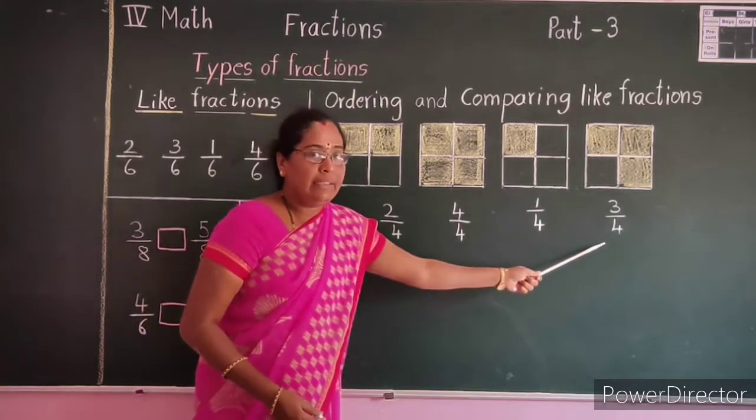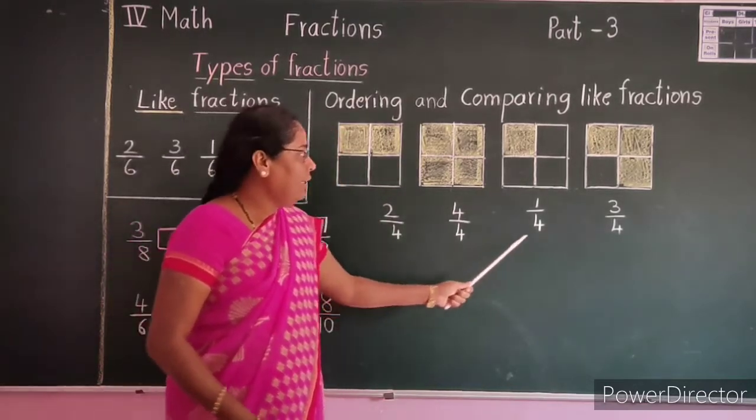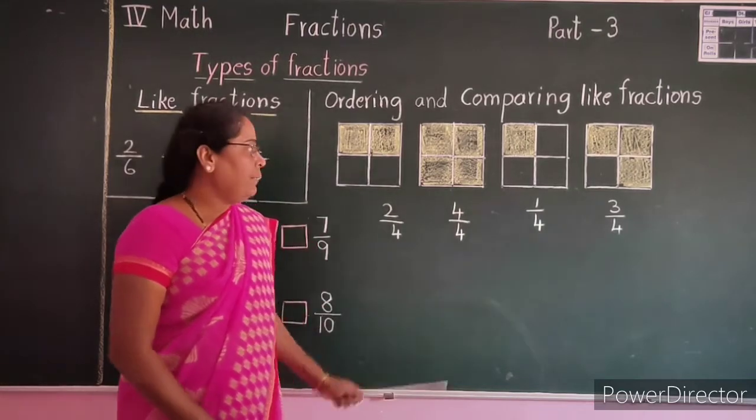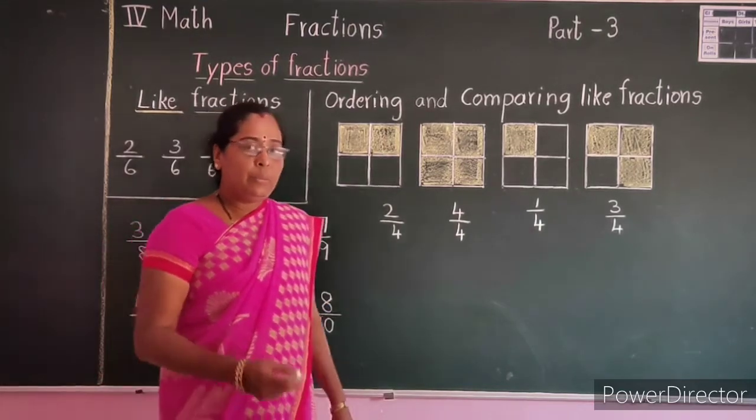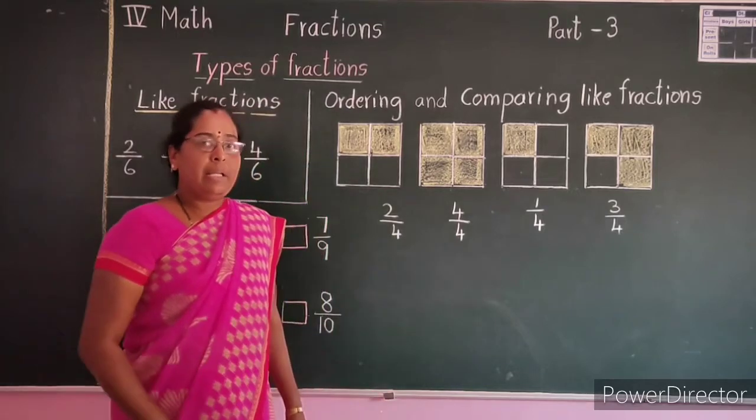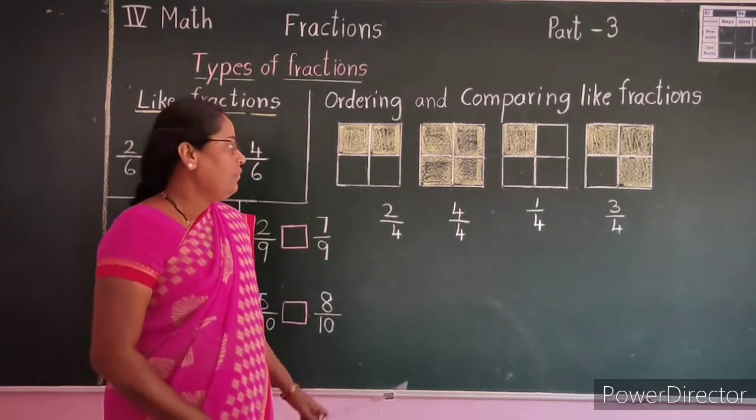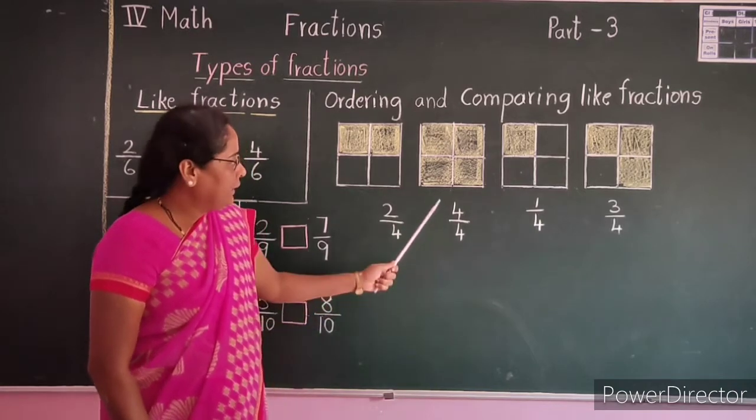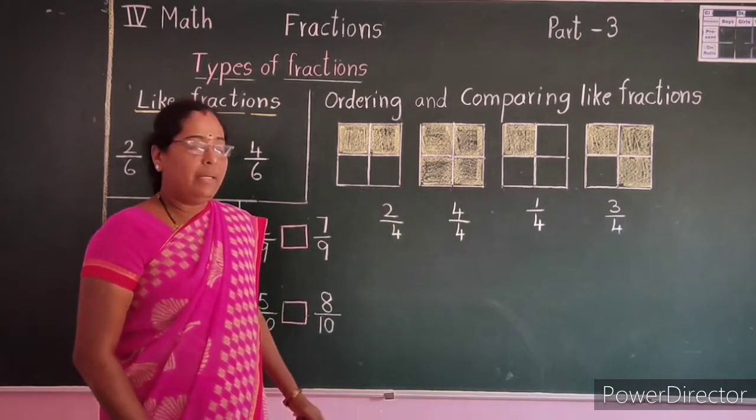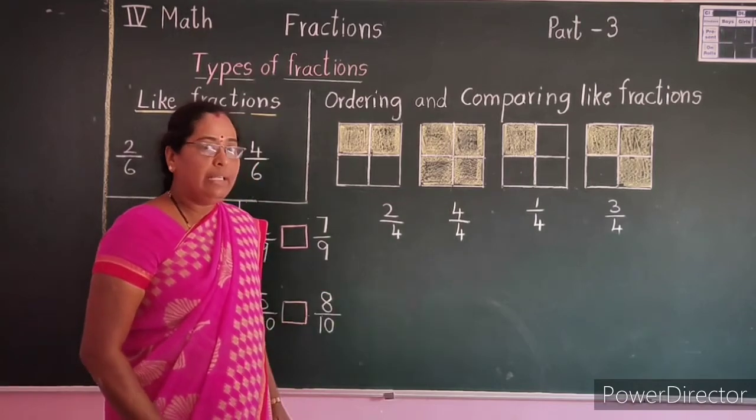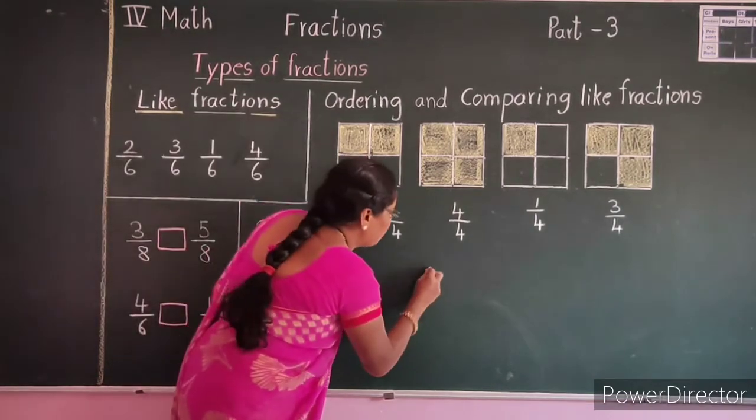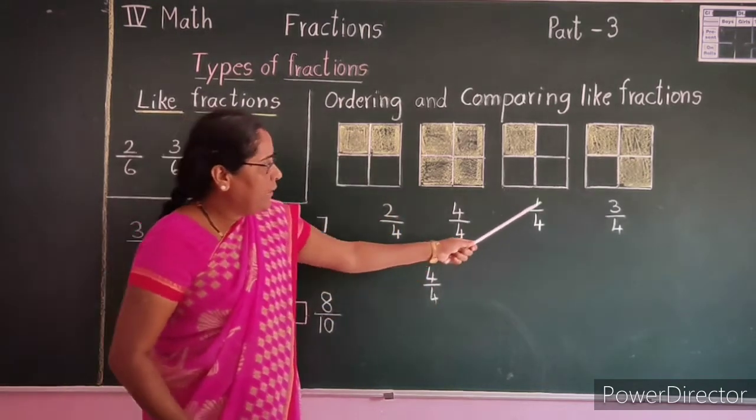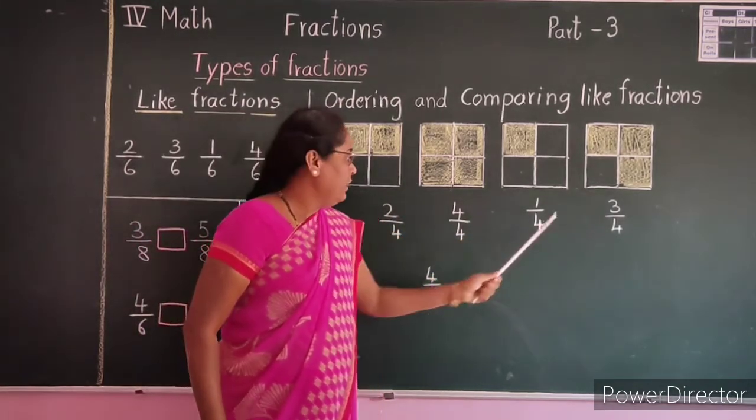In all these fractions, the denominators are the same. Then compare the numerators. The greater the numerator, the greater the fraction. Here, which numerator is greater? Yes, 4 is the greatest number. So, 4 by 4 is the greatest. The next greater numerator is 3.